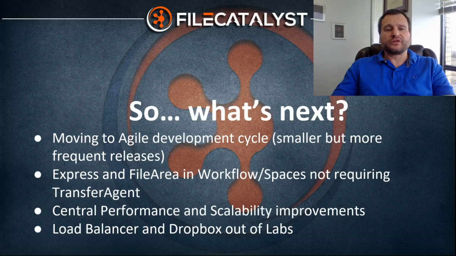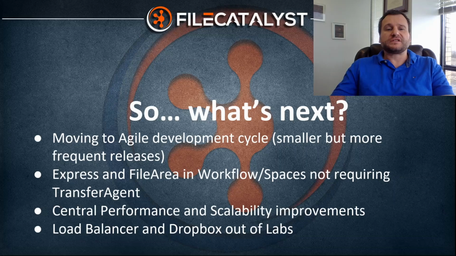Some other things we'll be looking at improving are our file areas and workflow spaces and our Express application. Right now it requires transfer agents to do anything. We want to get rid of that transfer agent requirement. So the transfer agent will only be used for transferring data in and out of file areas, but all the browsing, renaming, and file sharing will be done without the transfer agent, which will make these applications a lot easier for non-technical users.